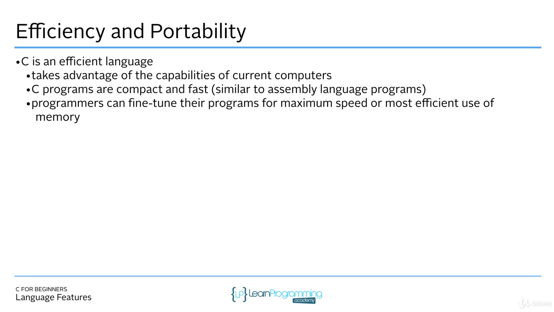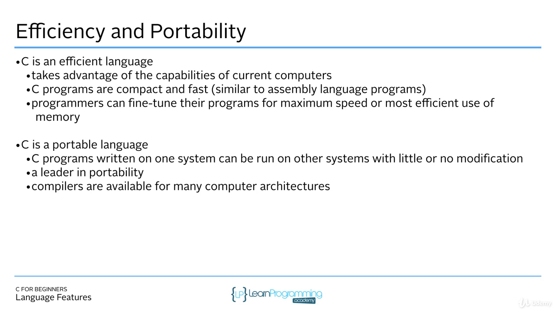One of the complaints about Java in the past used to be, hey, Java's really slow. Well, you don't have this problem with C. When you write a program in C, it runs fast, it's very compact. So that's a language feature. That's an efficiency. Programmers can fine-tune their programs to make them even more efficient because it is such low level. They can use memory more efficiently. You can't do things like this in Java. Java has its own garbage collector and you can't manipulate the memory to be more efficient. So C is an efficient language.